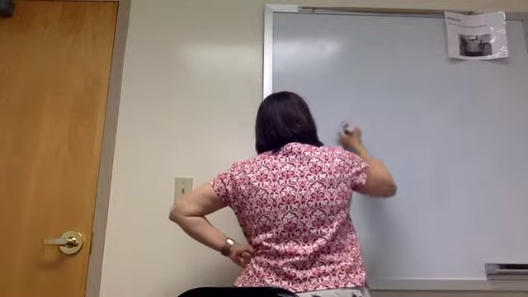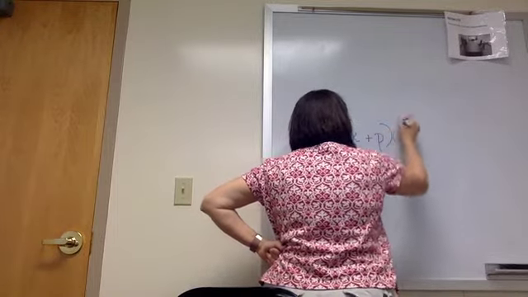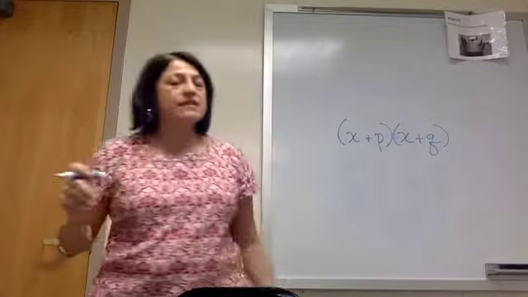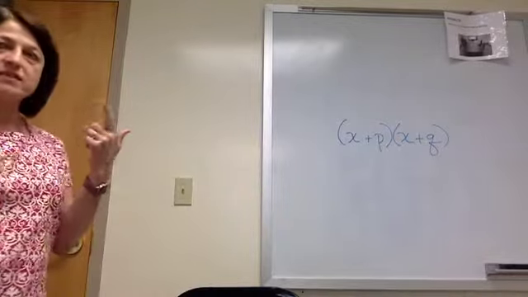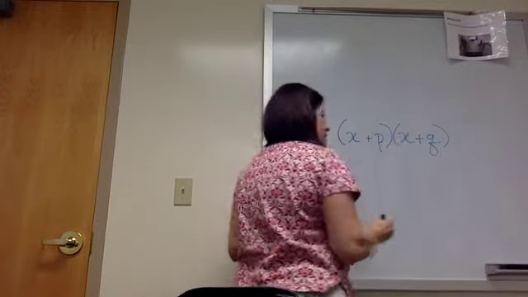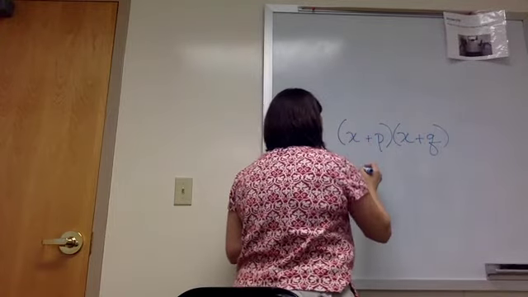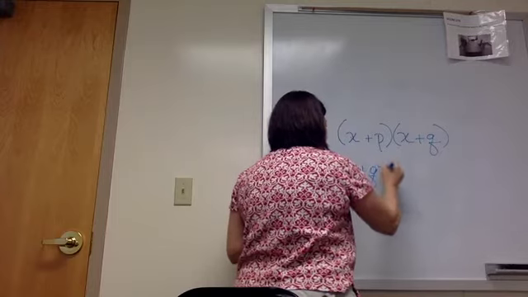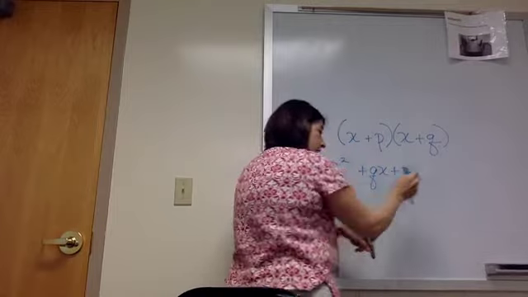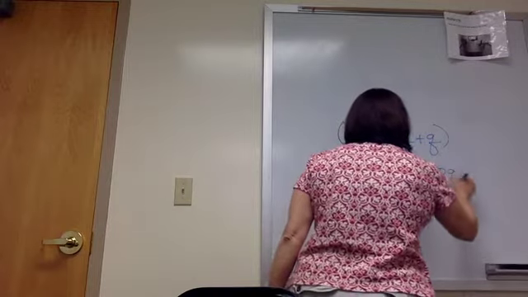All right, so let's say I have something like this: X plus P times X plus Q, where P and Q are some numbers. Let's just FOIL this and see if we can see the relationships. What happens when I multiply first times first? I get X squared. Then X times Q, that's QX. And then P times X, that's PX. And the last thing is P and Q.